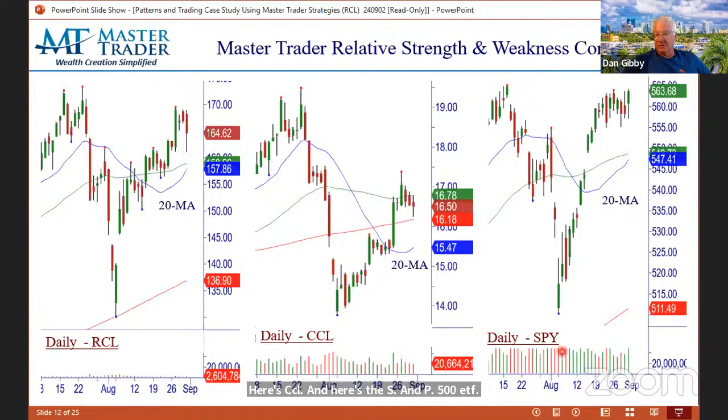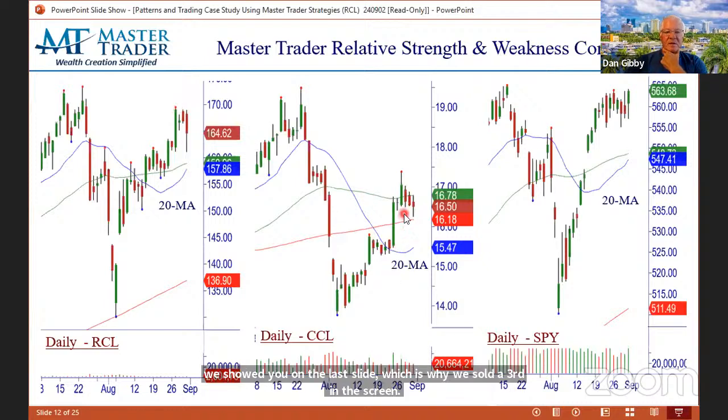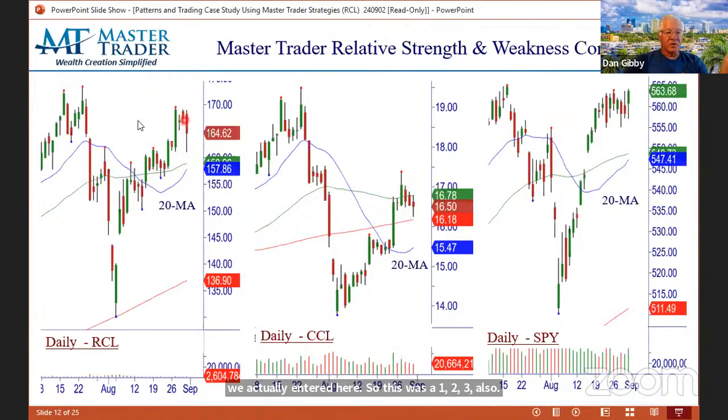So let's talk about it. Here's my RCL, the 1, 2, 3 that we traded. There's that big bar that we showed you on the last slide, which is why we sold a third in the strength. And here's my CCL. So we actually entered here. This was a 1, 2, 3 also. And that could have been tradable also, but notice we're going to talk about moving averages in a moment.